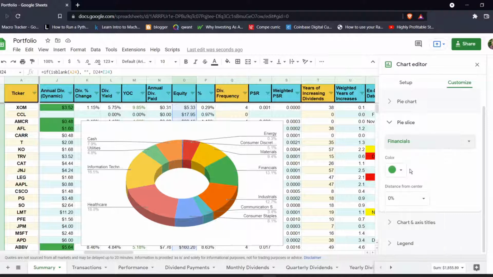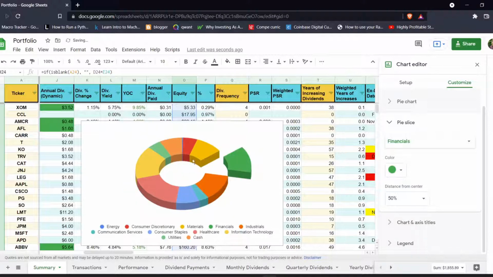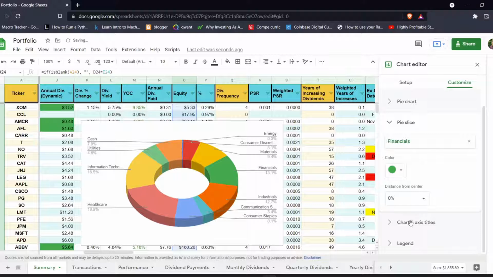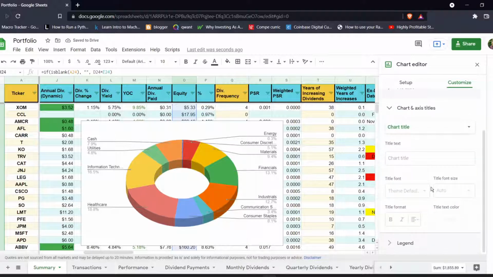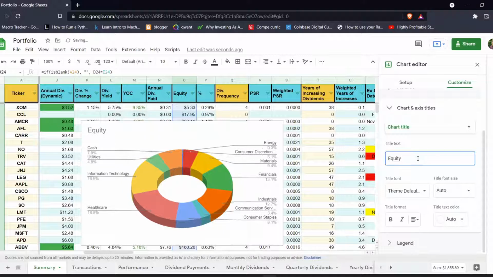And then you can sort of make one stand out a little bit from the others. So this one you can make it stand out a little bit, which is kind of interesting. And then another thing you can do over here, obviously, change the title and fonts and stuff like that. Again, that's pretty straightforward. Equity, something like that, or maybe sector, whatever. Title doesn't really matter that much, at least for your own personal spreadsheet.